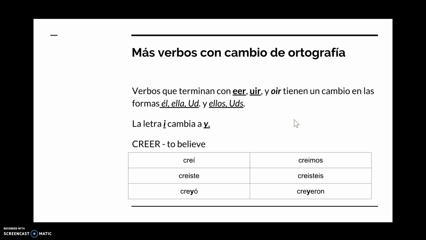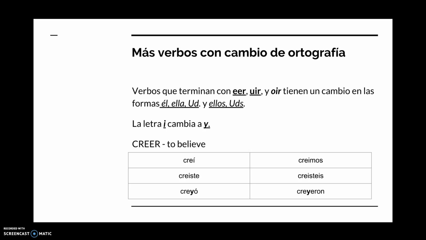There are a few other verbs with spelling changes that you need to be aware of. And these are verbs that end with EER, UIR, and OIR. They have a spelling change in the él/ella/usted form and the ellos/ustedes form. And what happens here is that en la forma él/ella/usted and en la forma ellos/ustedes, la letra I cambia a Y, or Y in English. So the verb that we're working with here is the verb creer, to believe, and you need to copy down the notes, copy them down well.